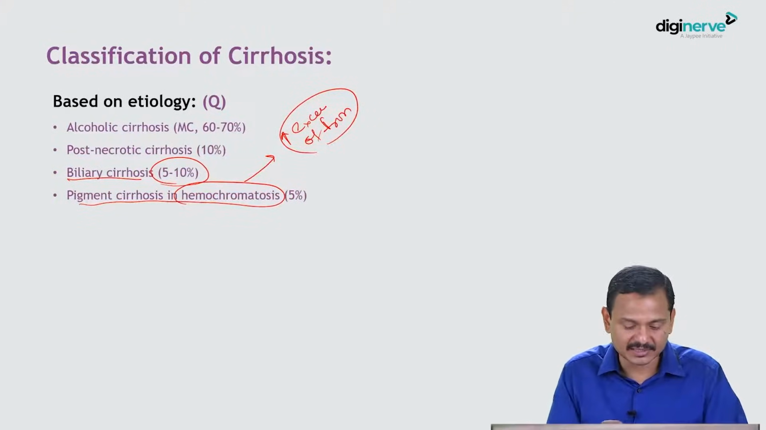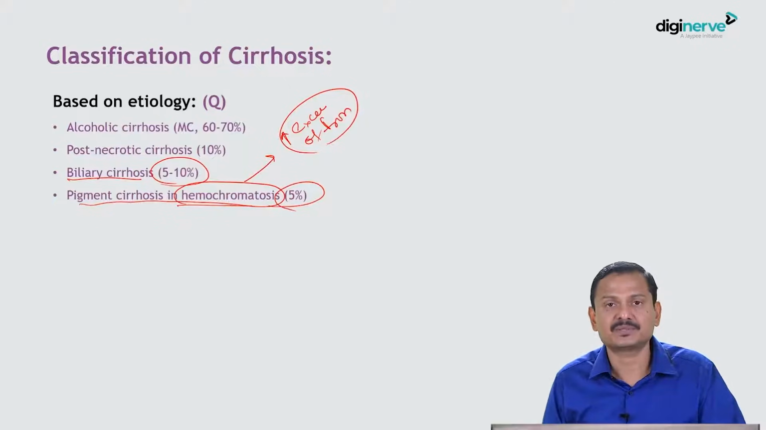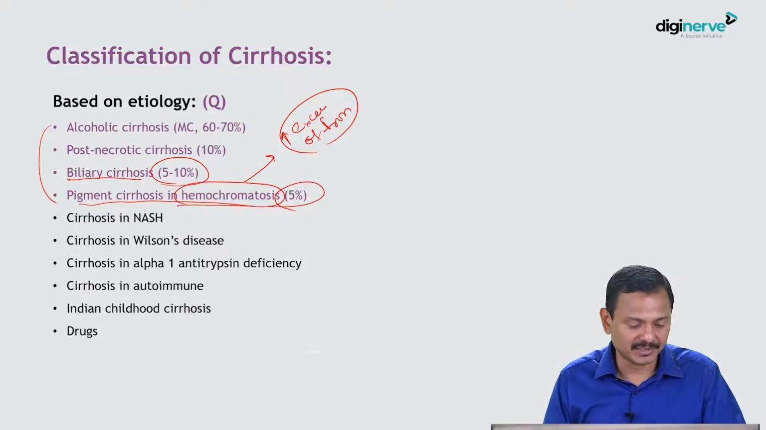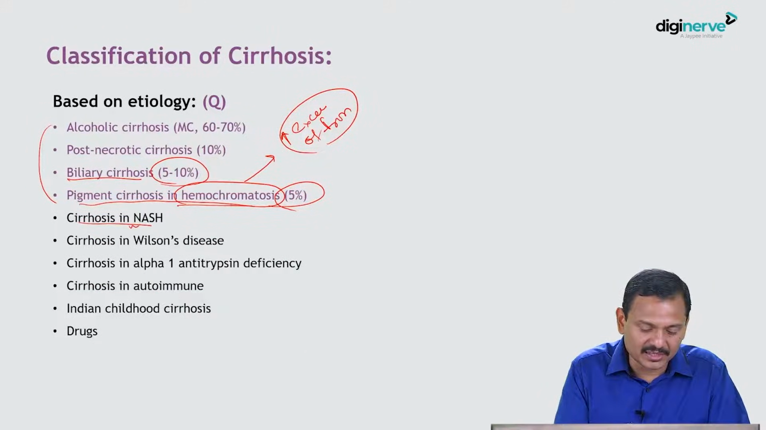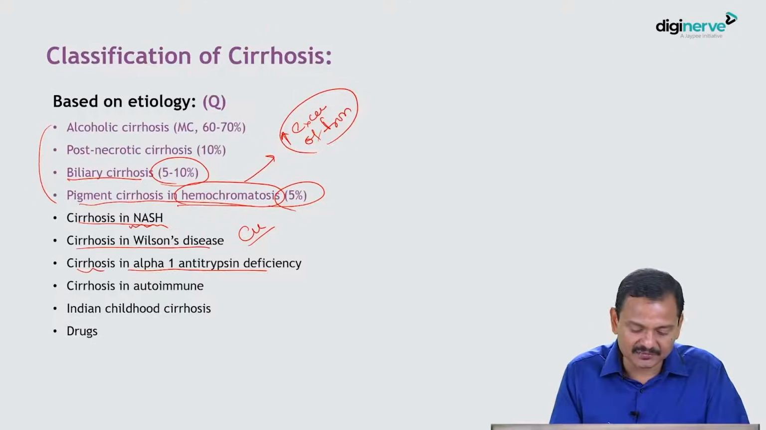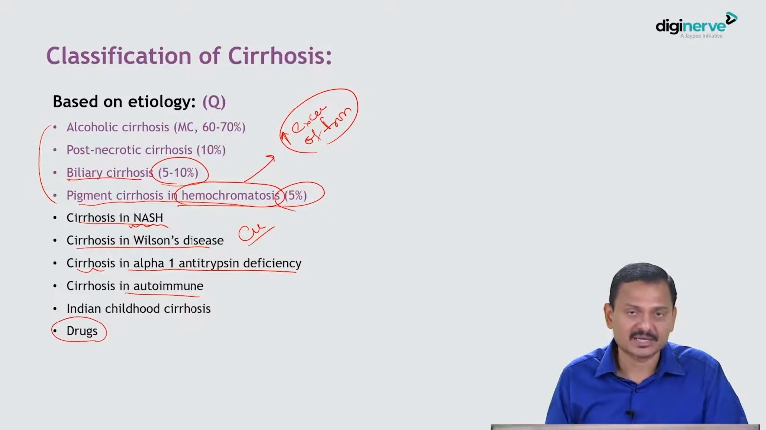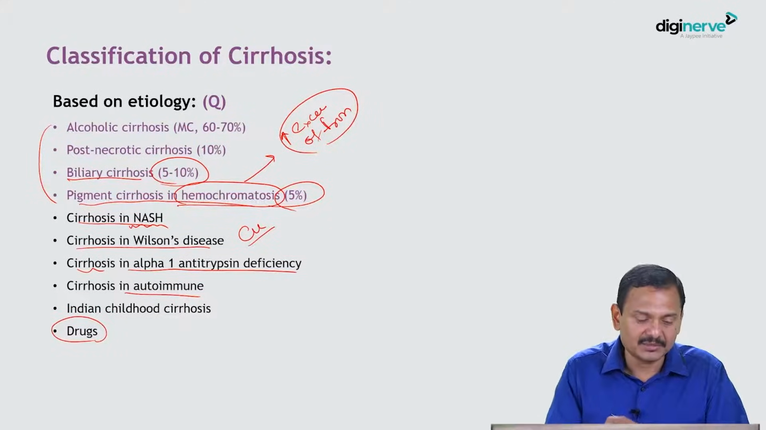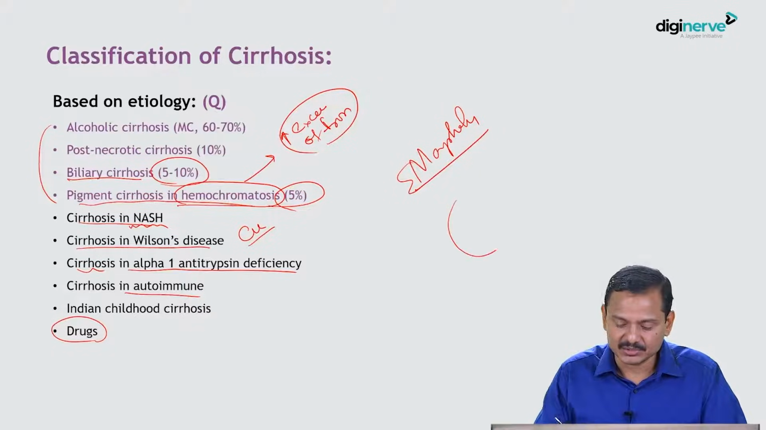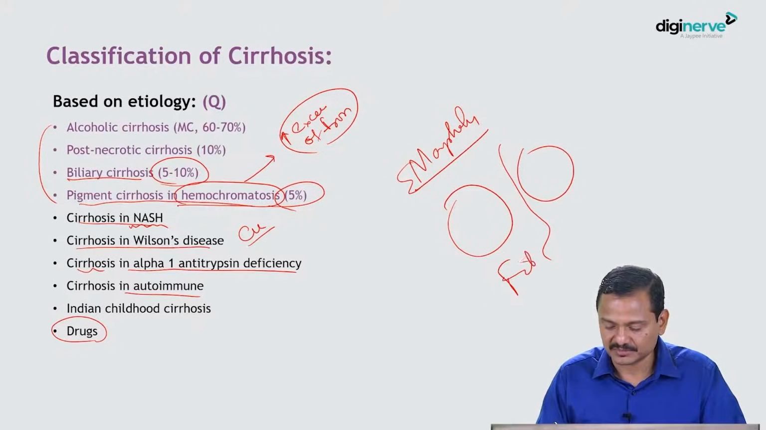We will discuss later, and that accounts for around 5% of cirrhosis. So these are the most common, but there are many other causes like cirrhosis in non-alcoholic steatohepatitis, cirrhosis in Wilson's disease, which is a problem with copper metabolism, cirrhosis in alpha-1 antitrypsin deficiency, cirrhosis in autoimmune disease, as well as cirrhosis related to drugs. So there are many based on etiology, but the end stage or the morphology for all is one.